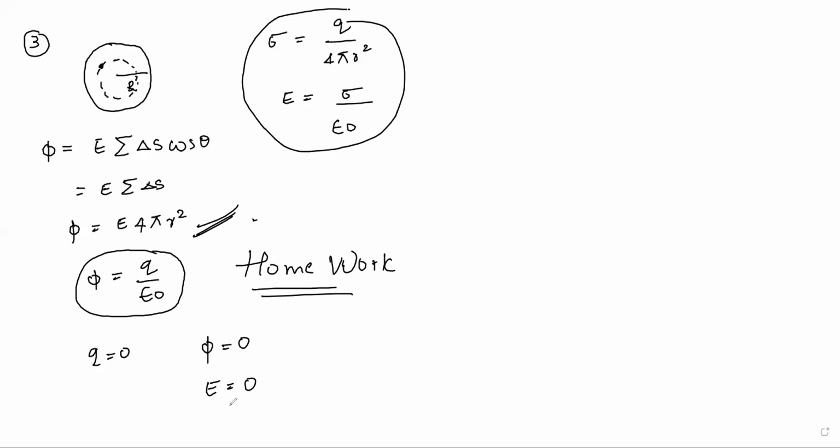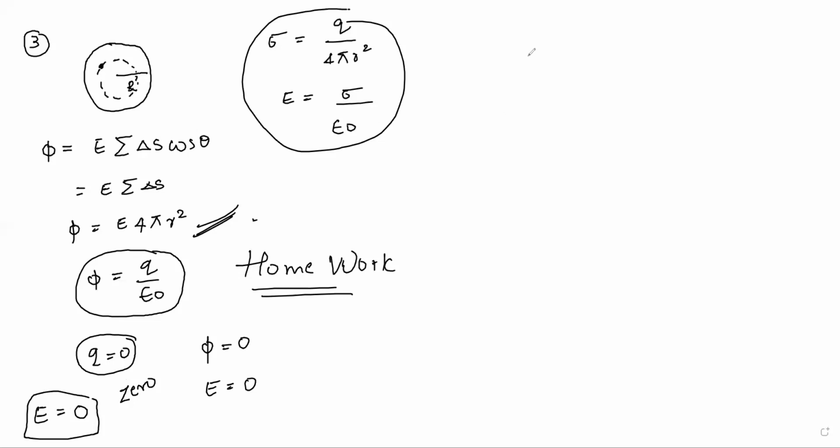The first case is nothing but the expression for the electric field due to a point charge, that is E is equal to 1 by 4 pi epsilon naught q by r square. The second case is E is equal to sigma by epsilon naught. And the third case is phi is equal to q by epsilon naught. And if you want the expression in terms of E, it will be 0, because the charge inside the sphere is always equal to 0. Therefore, E will be equal to 0. Electric field will be 0.